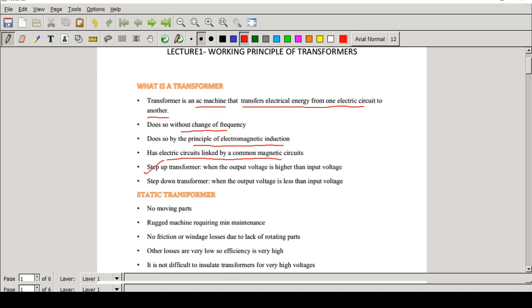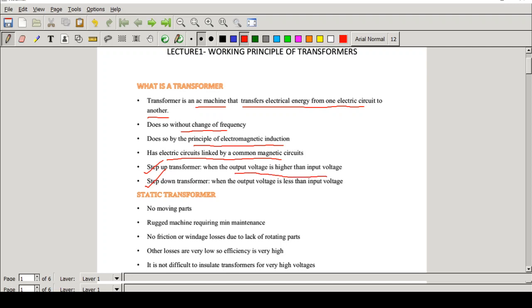Now moving further into the types of transformers, we can classify transformers basically into two types. One is the step-up transformer and the other one is the step-down transformer. So what is this step-up transformer? In the case of a step-up transformer, from the name itself, you can understand that it is used for stepping up the voltage. That means the output voltage will be higher than the input voltage.